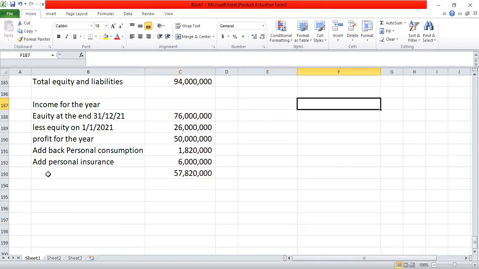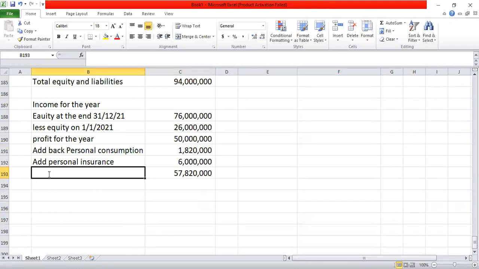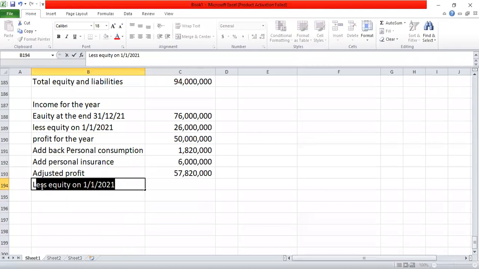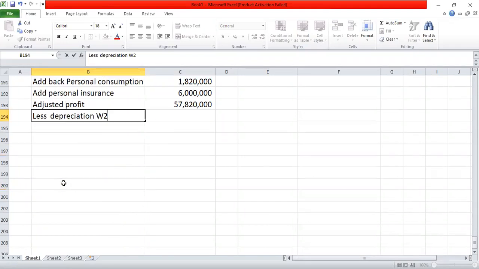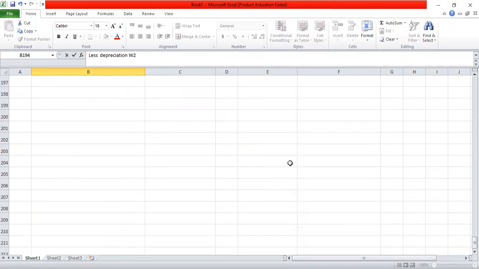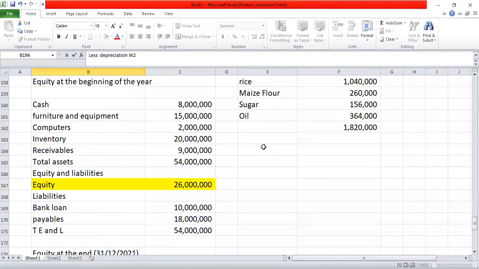Then this is the adjusted profit. Then I less depreciation. This is going to be my working number 2. I think I can put it somewhere here also. Working 2 is depreciation.